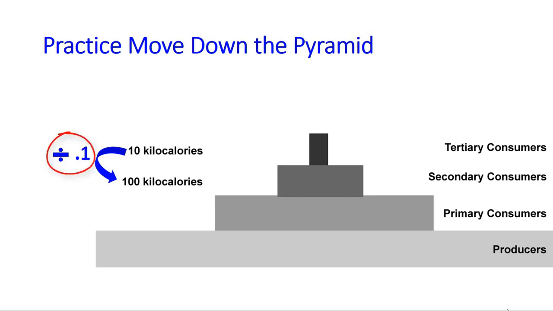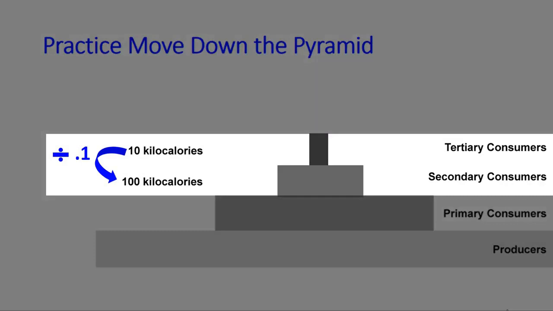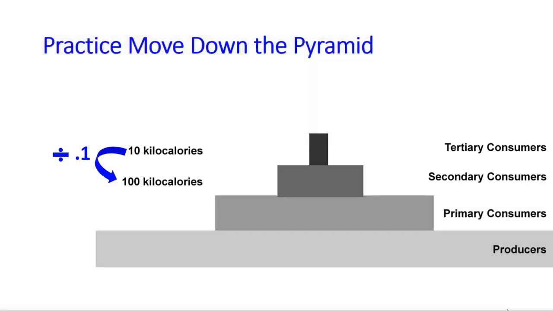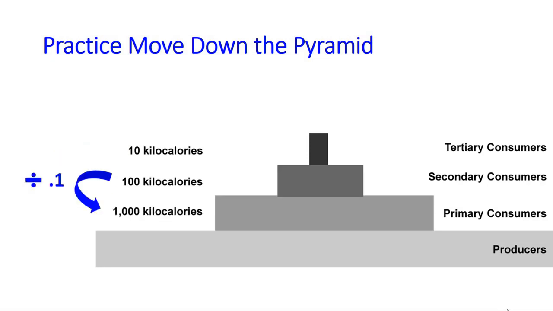You divide by 10%. So if I have at the very top 10 kilocalories of energy, right, the next level down would have 100 kilocalories of energy to help support that 10 kilocalories of energy. And to support the 100 kilocalories of energy, we're going to need 1,000. And all I did with the math was divide by 0.1.